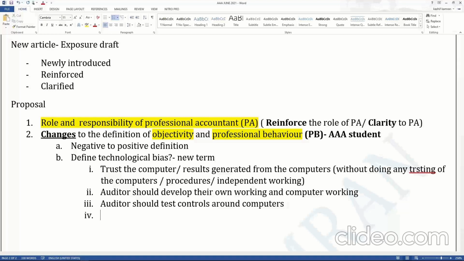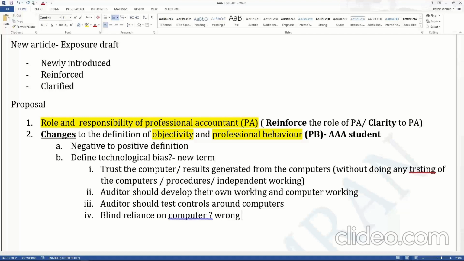So can we have a blind reliance on a computer? Or should we perform tests of controls on computers, and should we perform procedures on the computer? Should we have our own independent workings and compare that with the computer? Is that the better approach to audit, everyone? Or can we just have a blind reliance on the computer? Is that right? Is that wrong? Blind reliance on a computer, is that right? That is absolutely wrong.